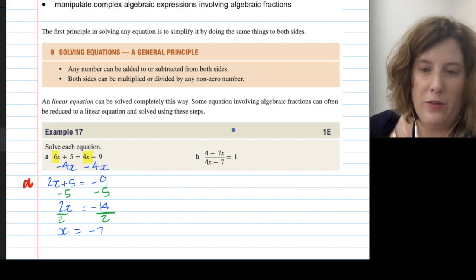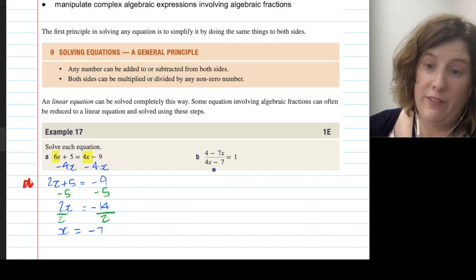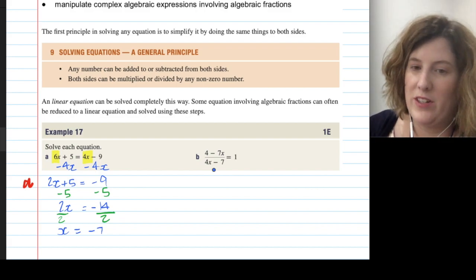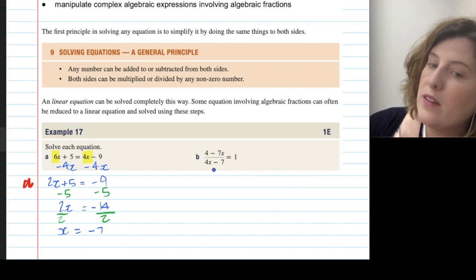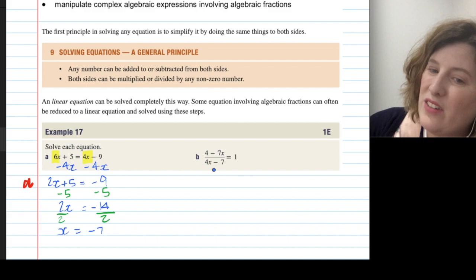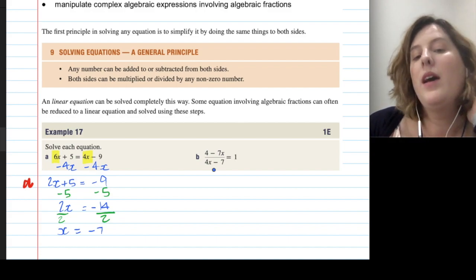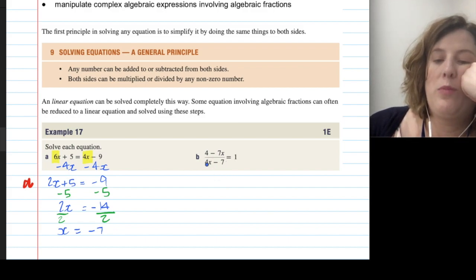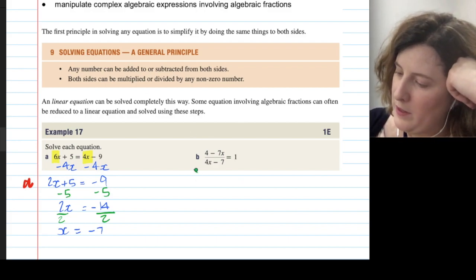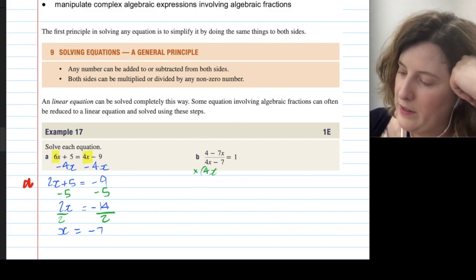Now this question on the right, we've got a fraction, and we hate fractions unless we can simplify and cancel down. We can't with these. There's no simplifying to be had. Technically you could do difference of two squares, but that wouldn't help us simplify anyway. That would just be really hard. So what I'm going to do is get rid of the fraction itself by multiplying both sides by what's on the bottom. So I'm going to multiply both sides by this whole 4x take 7.